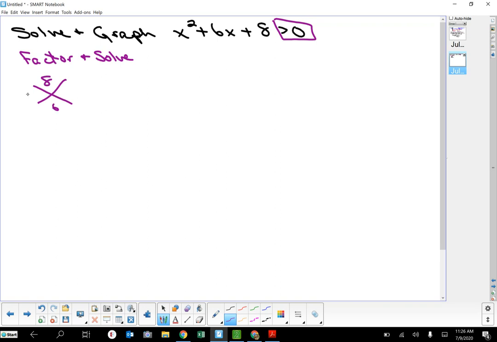We have 8 and 6. Well, that's going to be 4 and 2. Our a value is 1. So we're just going to get x plus 4 and x plus 2 is greater than 0. All right, well, what you're going to do here is, like I said, pretend that this is an equality. So set these equal to 0 and solve.